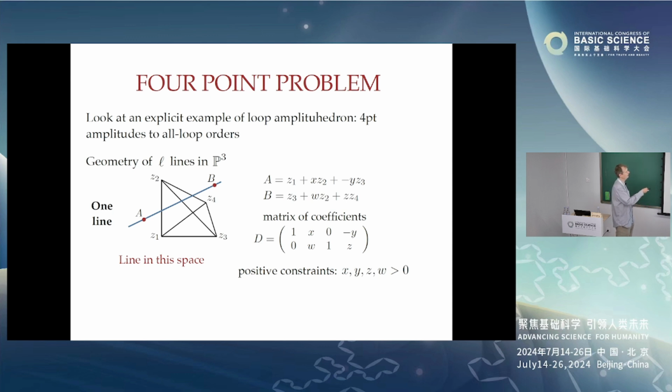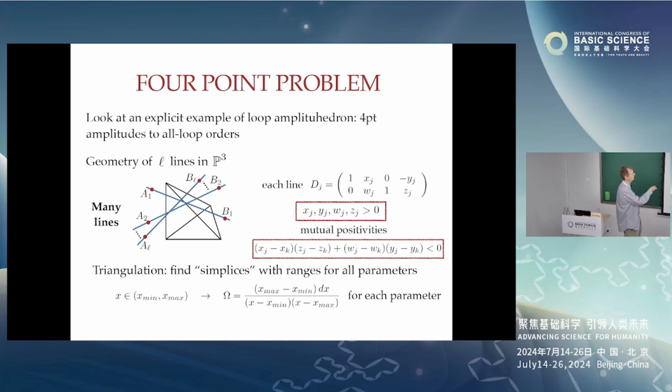If we have only one loop, we are talking about one line in some three-dimensional space, which is parameterized by 4 parameters: x, y, w, z. Let's suppress the details here. And the space is just the space where x, y, z, w are positive. This is a very simple space, like a positive quadrant in 4-dimensional space. So the differential form for this space is completely trivial. It's dx over x, dy over y, dz over z, dw over w.